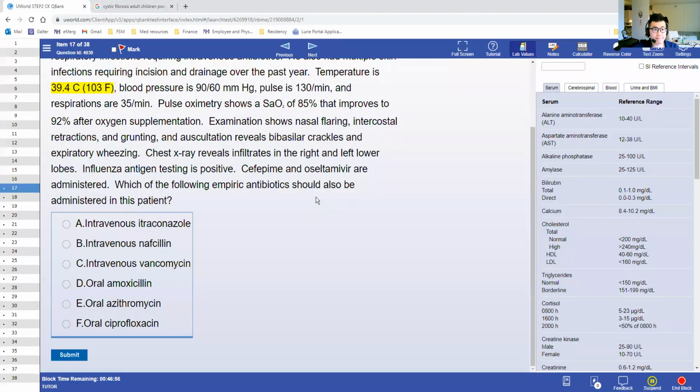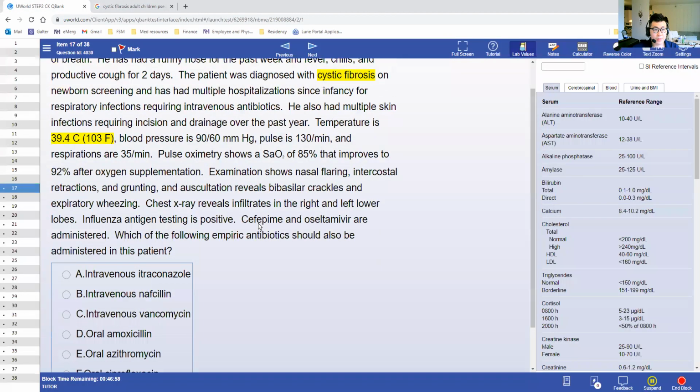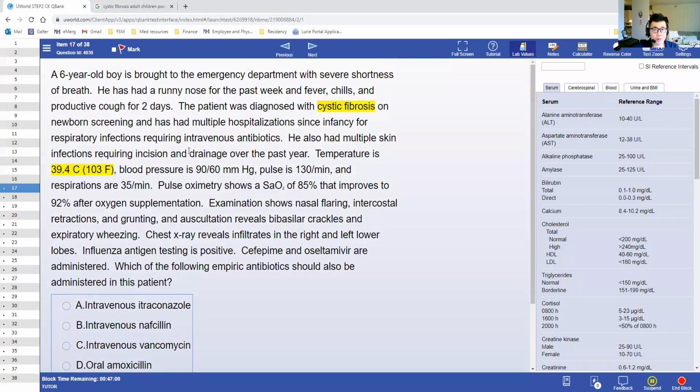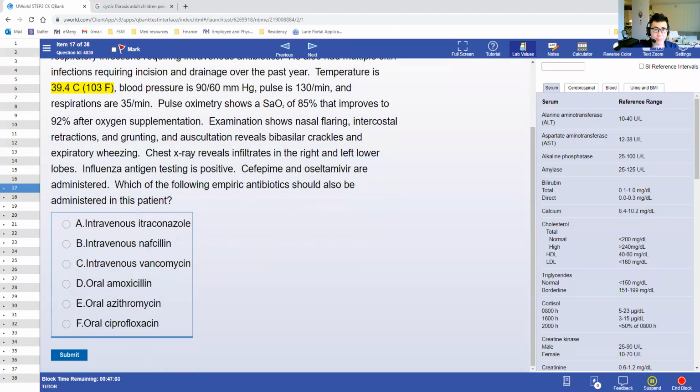All right, 6-year-old, I'm pretty sure we're concerned about strep, maybe staph as well, given that he's been in the hospital for so long. Cefepime and also Tamiflu. All right, good. Cefepime covers Pseudomonas, so that's good. That's covered. I'd also might want to add something about MRSA or strep. Itraconazole, no, that's not going to do anything.